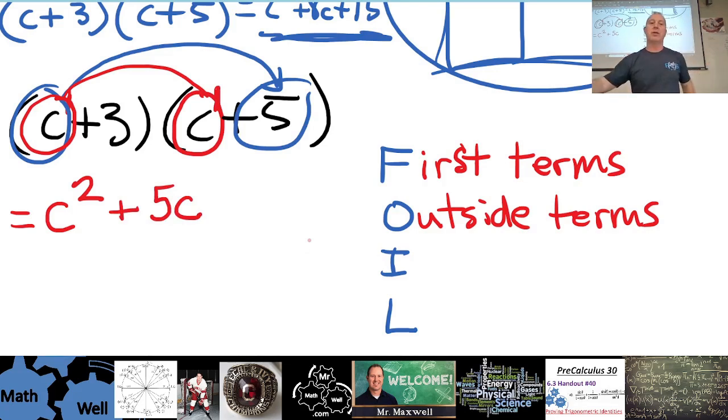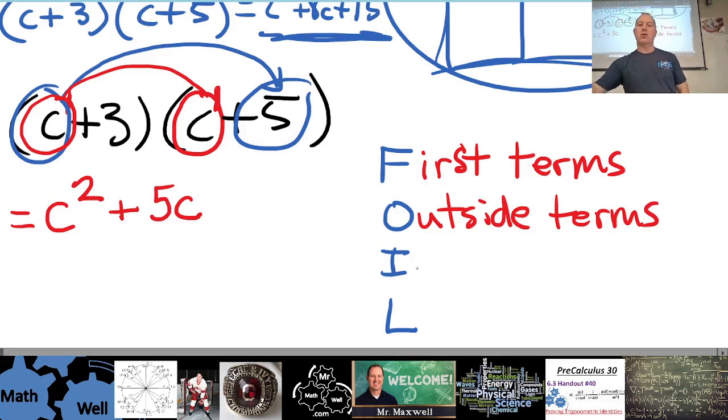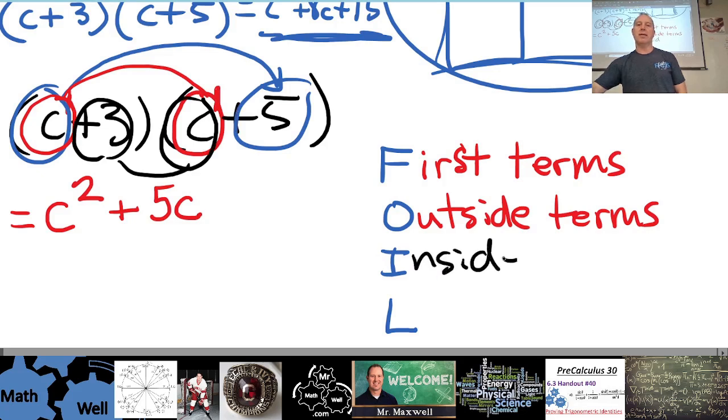Now I need to go to the next term, which is 3, and so the I stands for the inside terms. Very good. So now we'll go to inside terms. Positive 3 times c, and I just write that positive 3c, which turns into a plus 3c, right? See, the positive 3c really now behaves like a plus 3c.